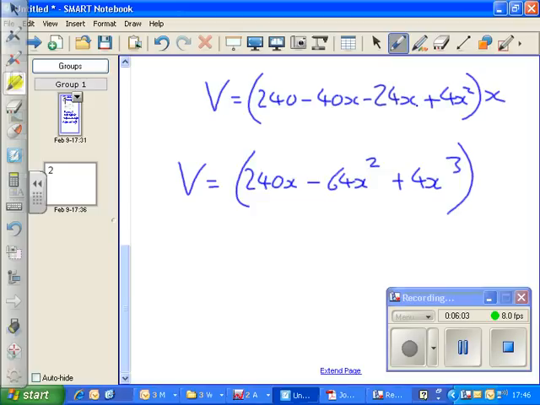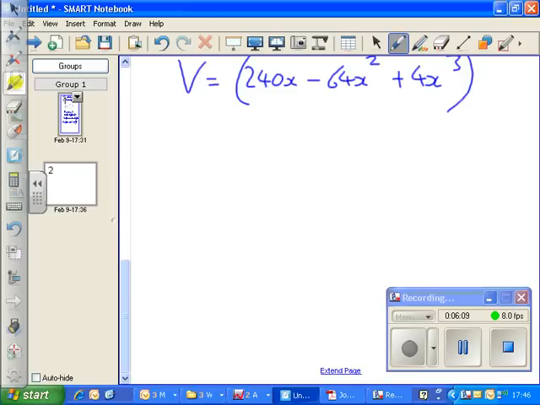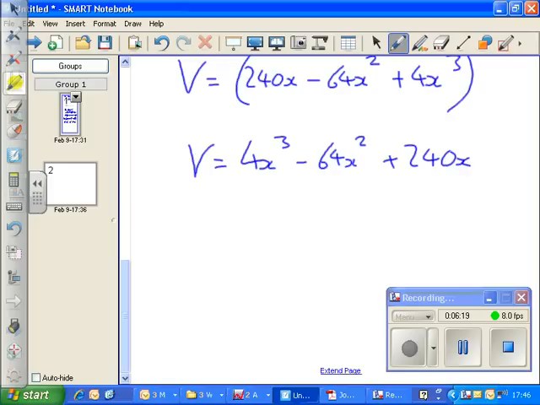It's common to put terms involving the highest power of x on the left and work down in your powers. So finally, volume equals 4x cubed minus 64x squared plus 240x. And we have a cubic equation because the highest power of x is x cubed, so this is a cubic to find the volume.